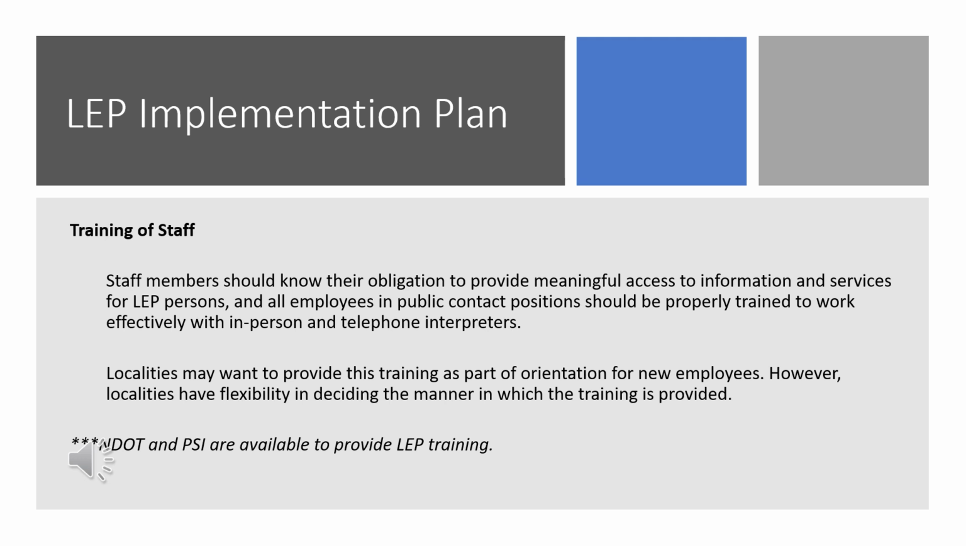As with the Title VI implementation plan that we talked about in a prior module, the LEP implementation plan should include a section on how the agency's staff will be trained. Staff members should know their obligation to provide meaningful access to information and services to LEP persons, and all employees in public contact positions should be properly trained to work effectively with in-person and telephone interpreters. Localities might want to provide this training as part of orientation for new employees.